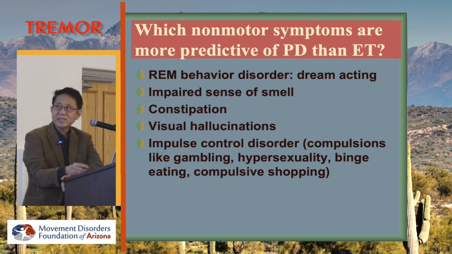And in Parkinson's, the sense of smell is very impaired even before the diagnosis is made. In fact, this can start as early as 15 to 20 years before the first motor symptom, like tremor or rigidity or slowness, appears. And then there's constipation, visual hallucinations, and impulse control disorder. This refers to compulsions like gambling, hypersexuality, binge eating, and compulsive shopping.